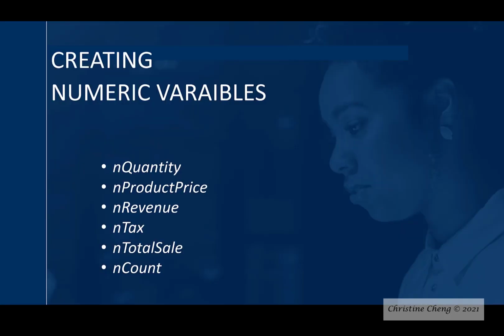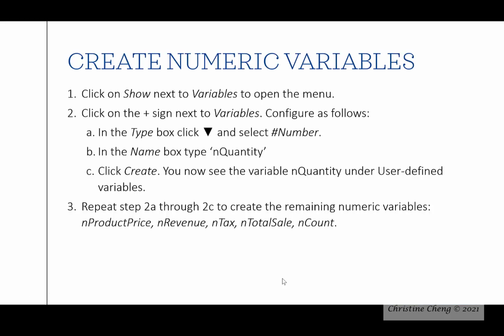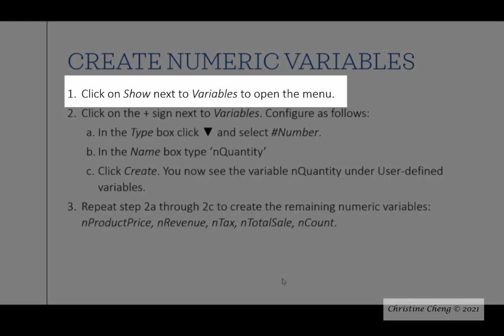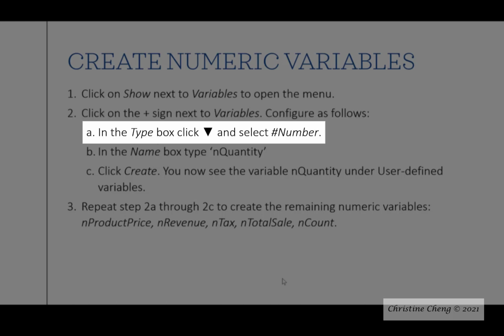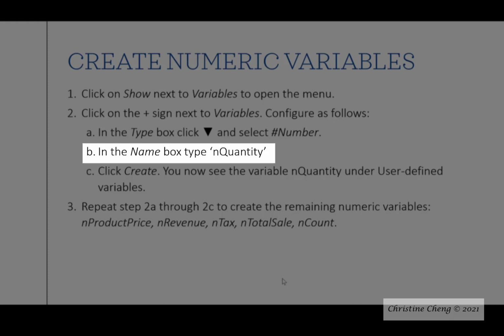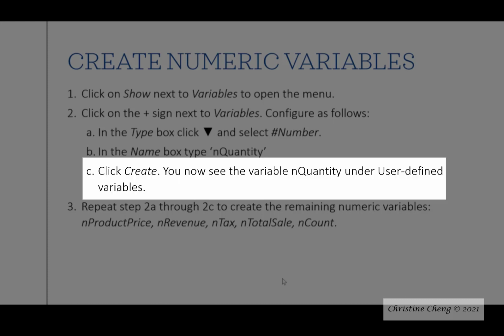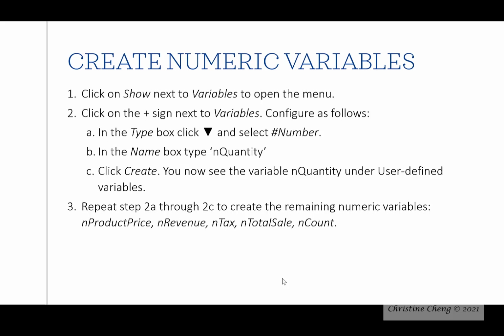Specifically, we're going to create the following numeric variables. To create the numeric variables, we will complete each of these steps. We're going to open the Variables menu, then we're going to click on a plus sign to add a variable. We'll select the number type for our variable, and then in the name box, we'll type the name of the variable, and finally we'll click Create. Now, let's complete our steps in Automation Anywhere's A2019.